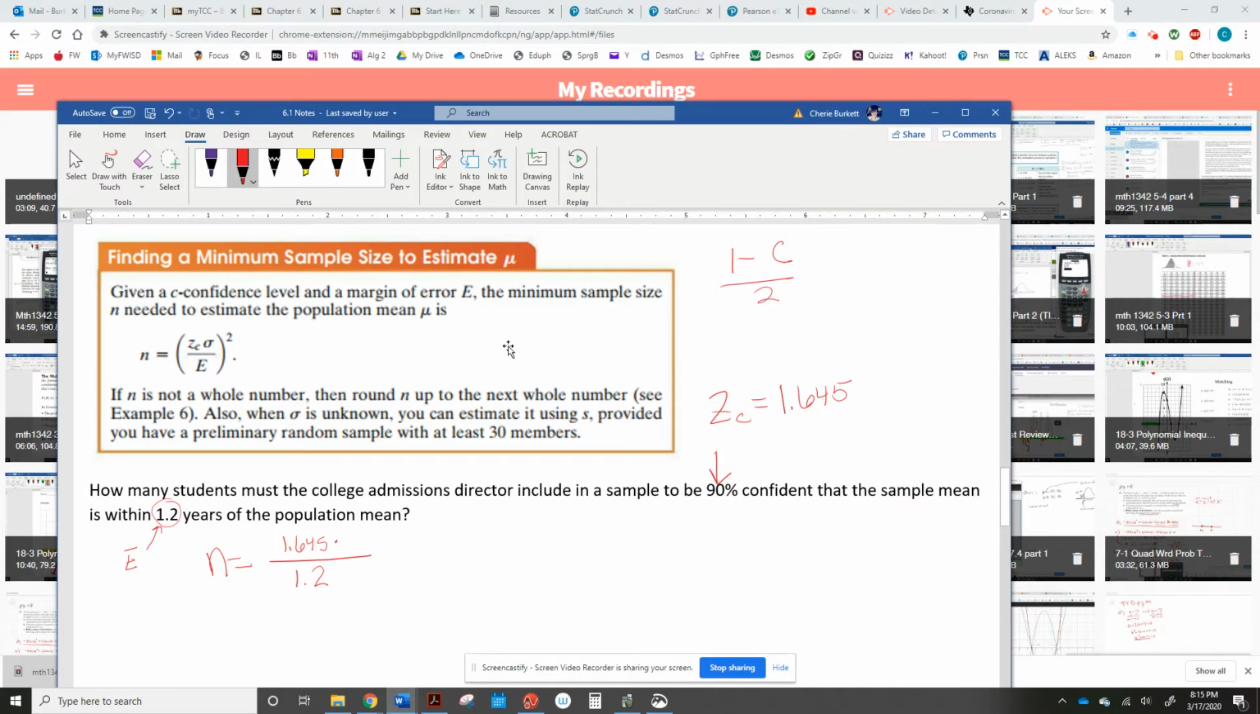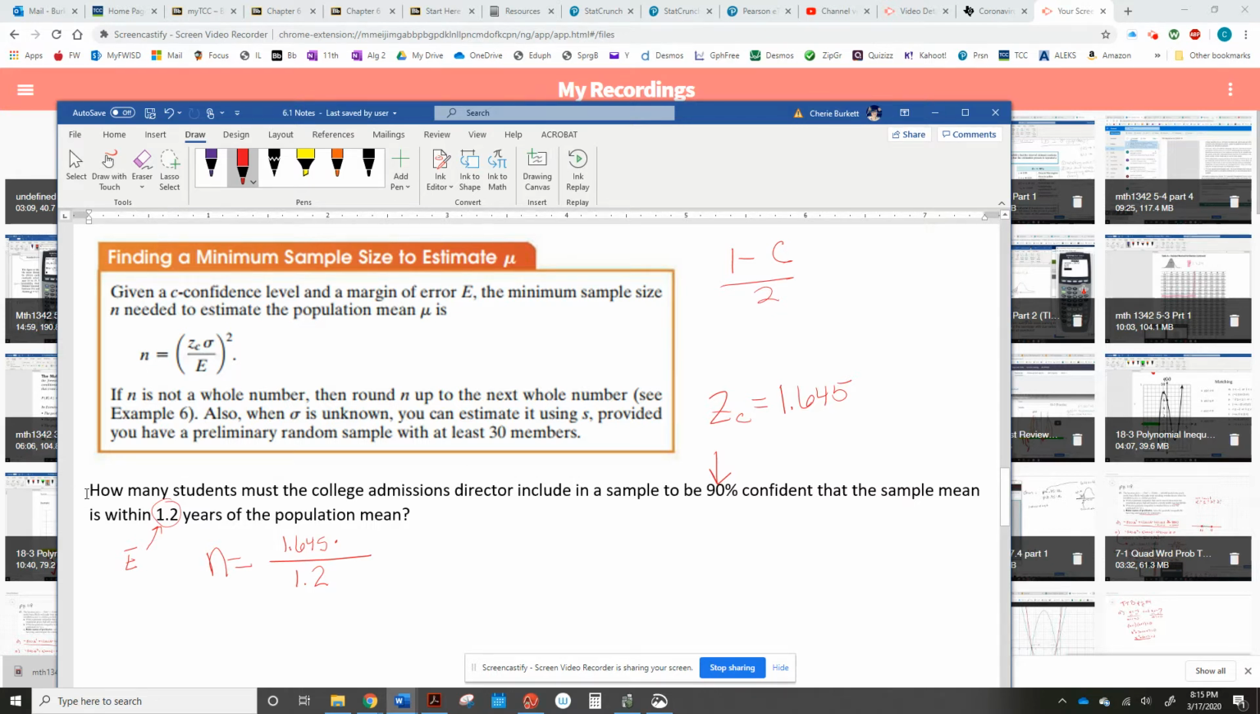Okay, so we are going to do this last example real quick. This is going to be a super quick one because all you got to do is use this formula. And this formula is what you're going to use if you're looking for a sample size. How big does your sample need to be?